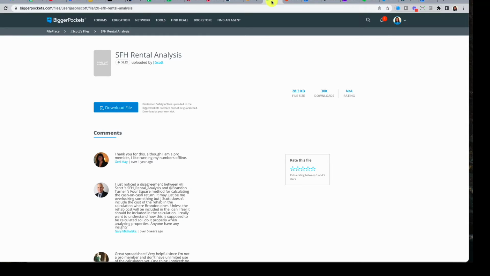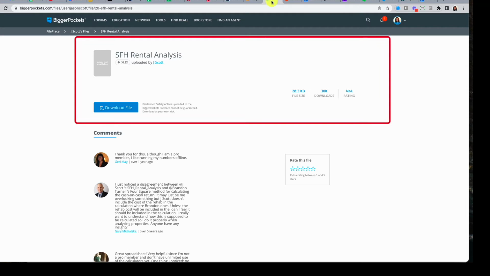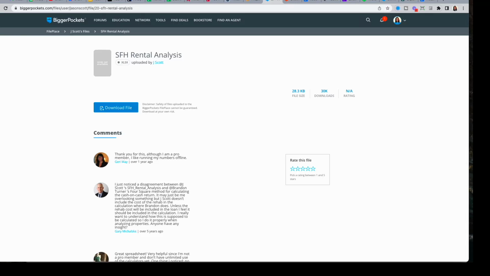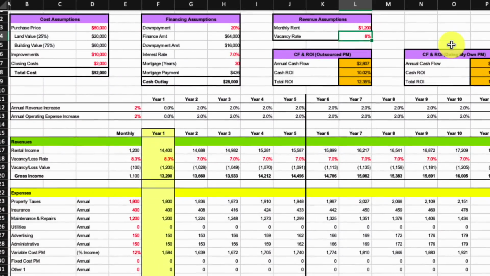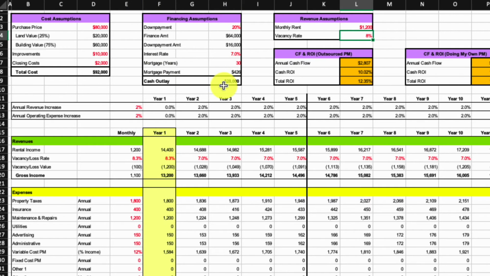In my search, I found a single family home rental analysis by Jay Scott on BiggerPockets, where he provides an Excel file that's super useful so that you could plug in some of your metrics that have to do with the property, such as the purchase price, down payment percentage, monthly rent. And off of that, there's formulas that are calculated so that you could see what everything is going to come out to and ultimately what your cash flow is going to be.